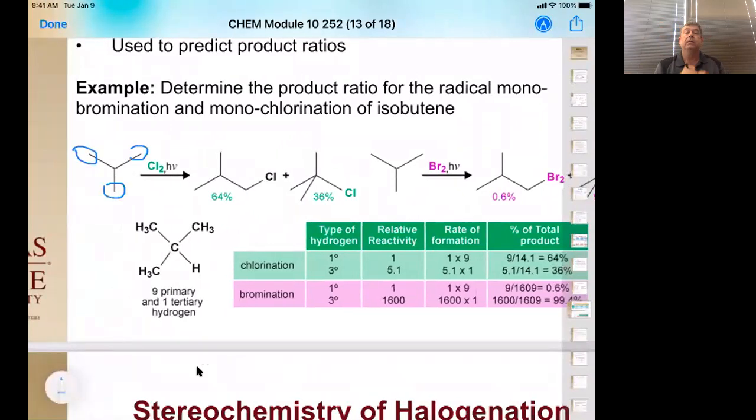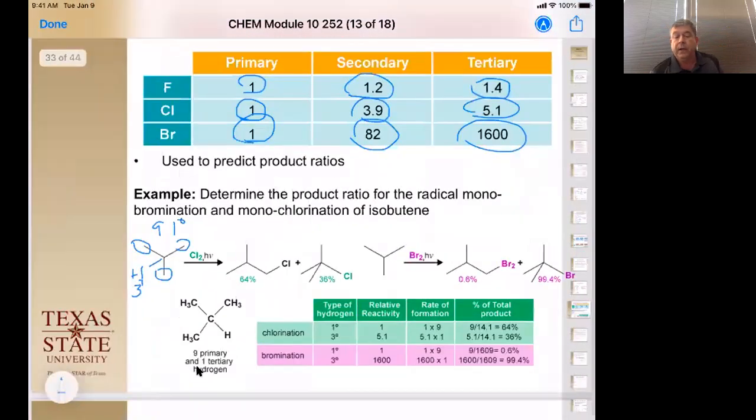So in this chlorination, we have 1, 2, 3 methyl groups. Those are all methyl, and so they're all primaries. And so we have 9 primary hydrogens. And we have 1 tertiary hydrogen. So that means we have 1 hydrogen times the relative reactivity ratio of 4, and we have 9 hydrogens at a relative reactivity ratio of 1.